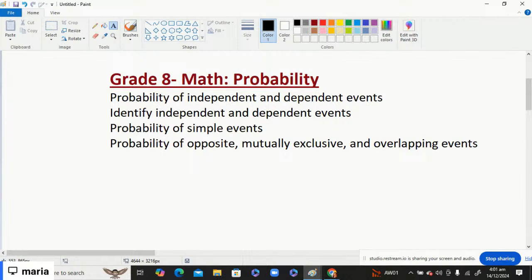So today we are here for grade 8 maths. The chapter today we discuss is probability. The lesson today we discuss is probability of independent and dependent events. Identify the independent and dependent events. Probability of simple events. Probability of opposites, mutually exclusive and overlapping events.